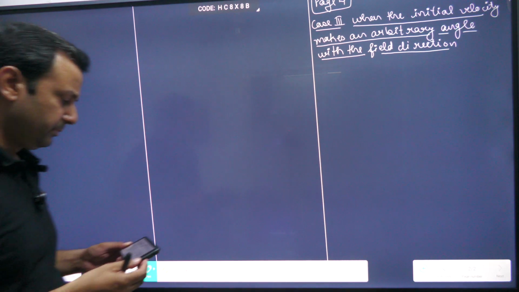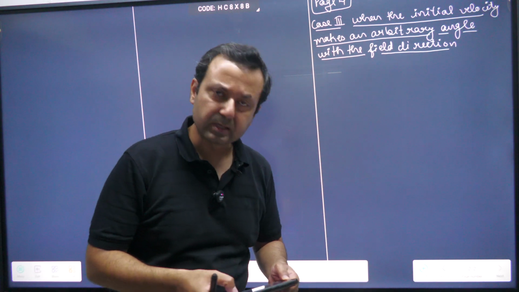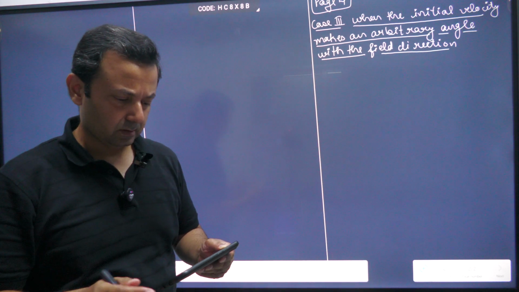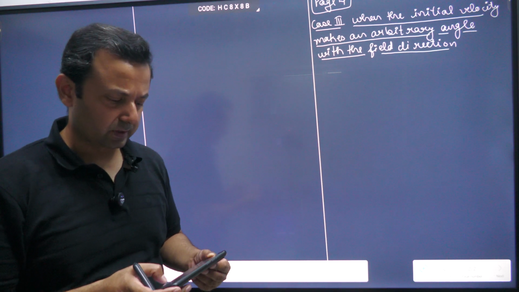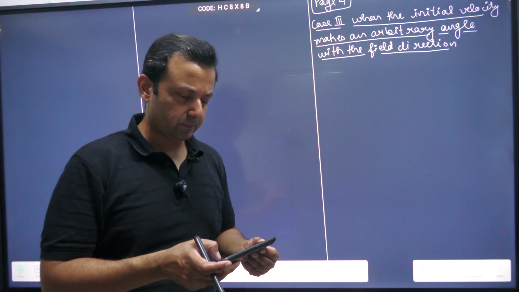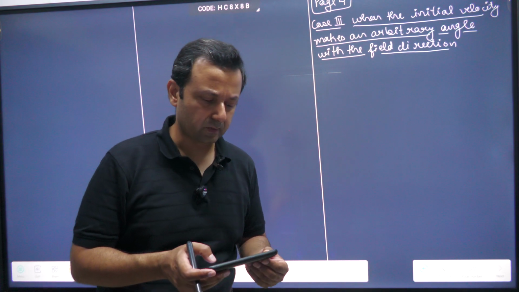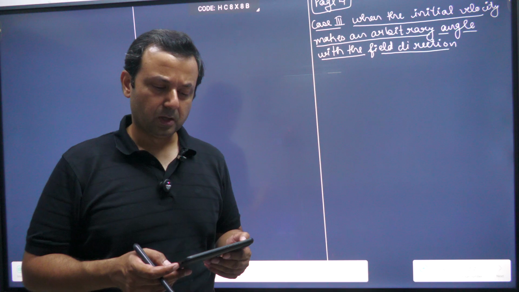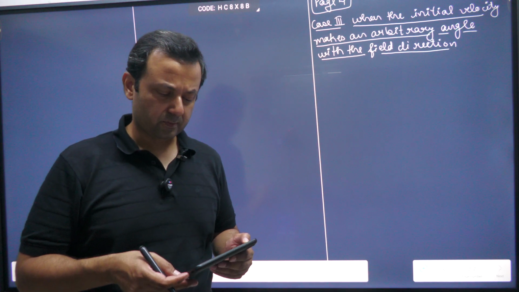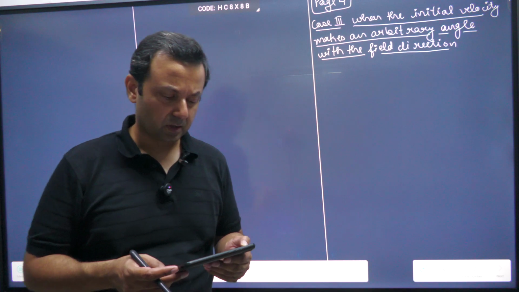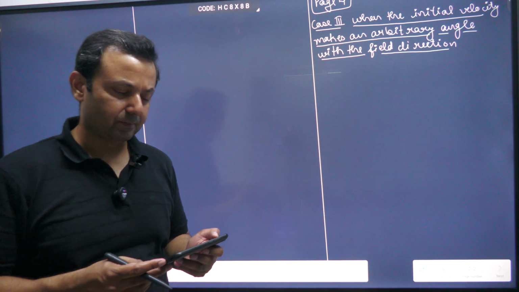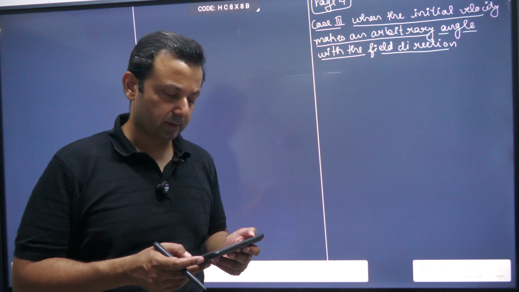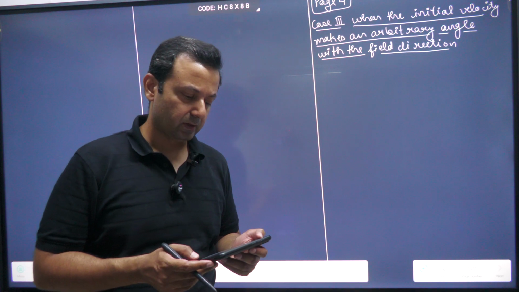A uniform magnetic field B vector. Now we are on page number 27, in the central portion. When the initial velocity makes an arbitrary angle with the field direction. First point: a uniform magnetic field B vector is set up along positive x-axis. A particle of charge small q and mass m enters the field B vector with velocity v vector inclined at angle theta with the direction of the field B vector as shown.